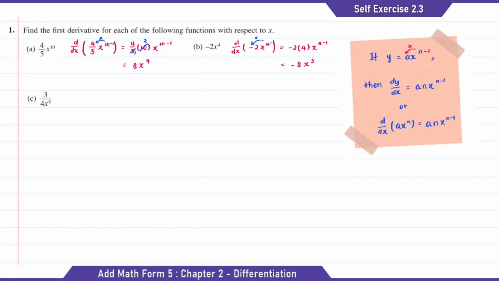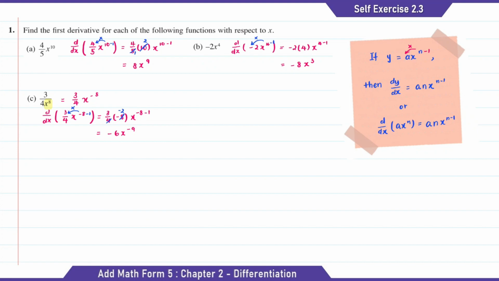Question C. Differentiating 3 over 4x to the power of 8. So here, for the 1 over x to the power of 8, I can write this as 3 over 4 x to the power of negative 8. Then we're going to get 3 over 4 times negative 8 x to the power of negative 8 minus 1. So simplify the 4 with the negative 8. This is equal to negative 6 x to the power of negative 9.